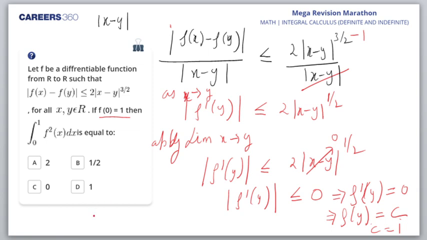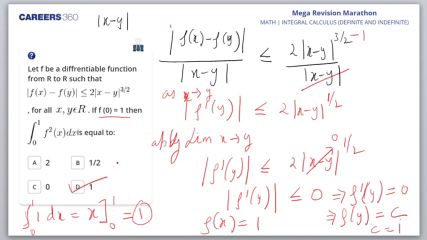So what is the function I am getting? I am getting the function as fx equal to 1. So if I take the integration from 0 to 1 of fx whole square, that means integral of 1 dx. So I integrate it, I'll get x from 0 to 1, so that is 1 only. So I'm finally getting 1 as my answer. So D is the right answer. Yes, students, D, all of you who got it correct.